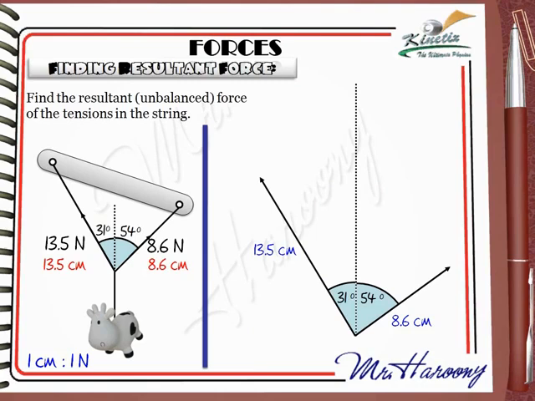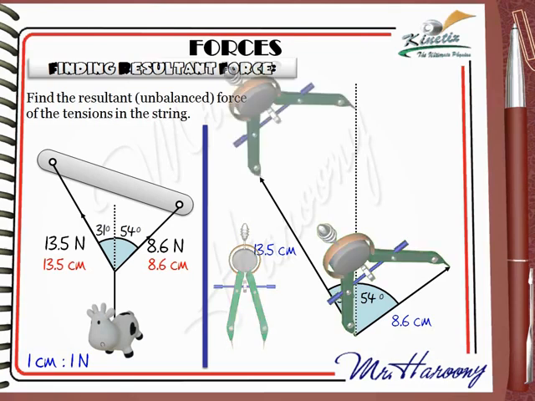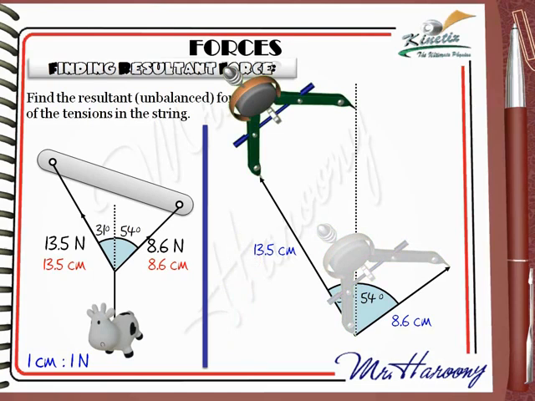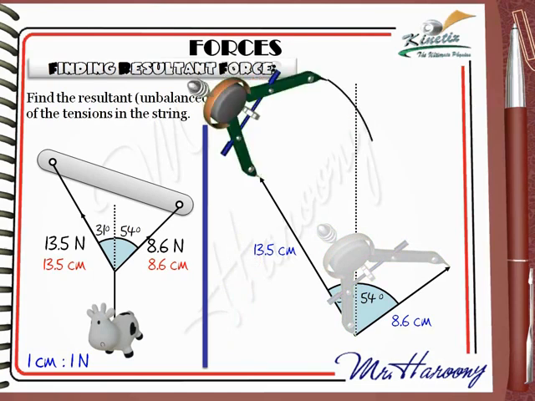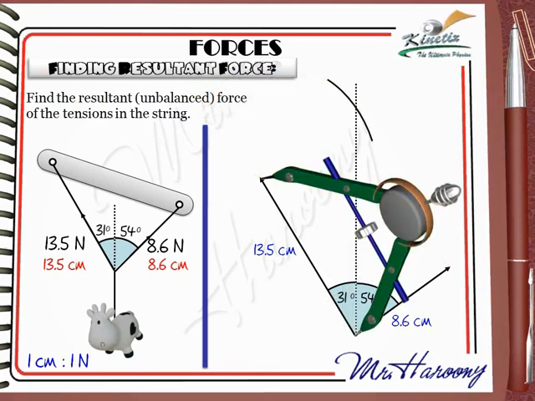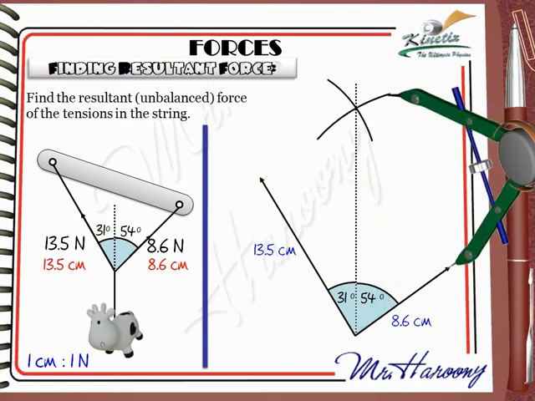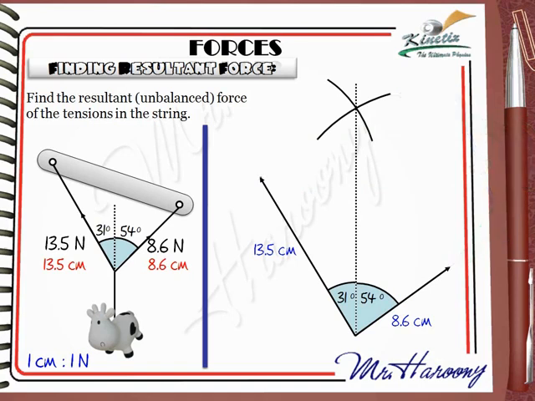Now we need to close the parallelogram. So get the compass. Open the compass to fit the first force 8.6 centimeters. As you learned before, move the compass to the other end of the other force and make a small arc. Now open the compass to exactly fit the 13.5 centimeter force. Draw the arc by repeating the same thing. The intersection between the two arcs is the point that closes the parallelogram.